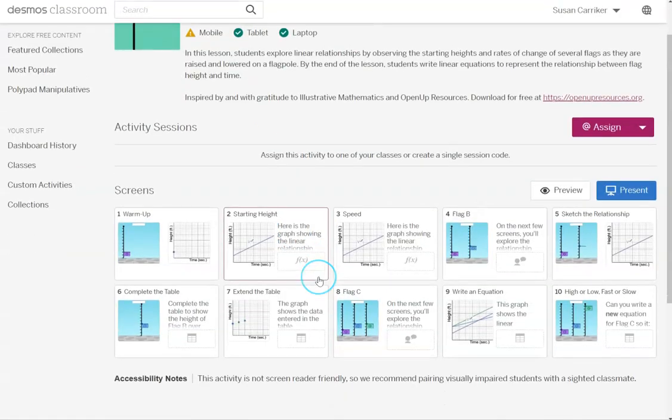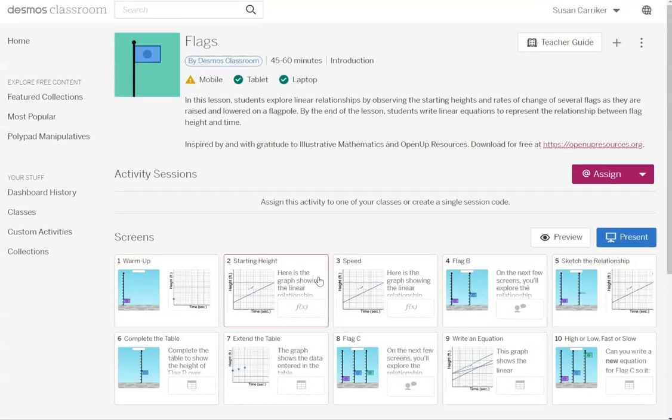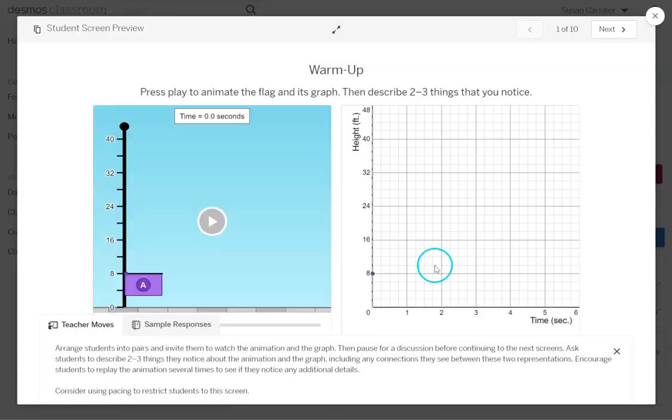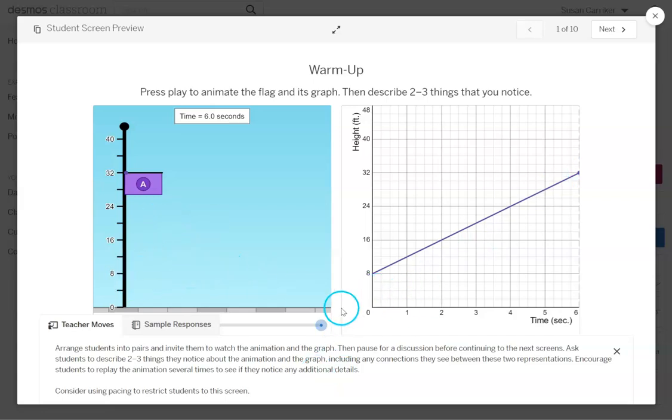Love this activity. It's got 10 screens. Doesn't take that long, but let's look at it. There's basically going to be writing equations in slope-intercept form to mimic these flags going up the pole. So they have the height of the pole exactly lined up with the height measurements on the graph, so that makes it a little bit easier. So you'll notice this flag started at 8 and then it's rising. So you could have discussions.